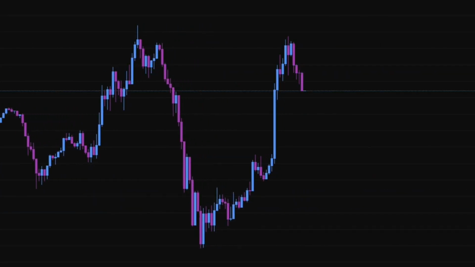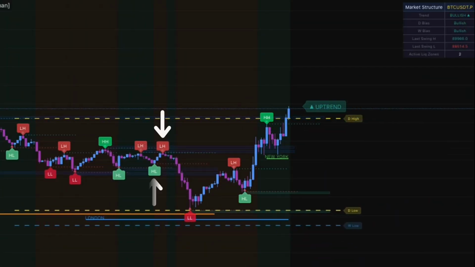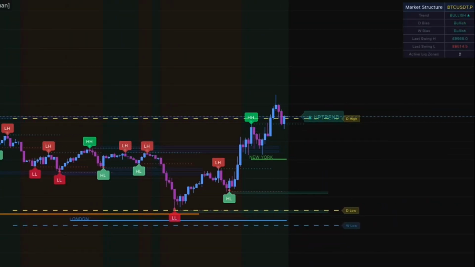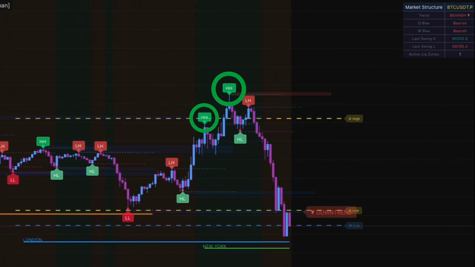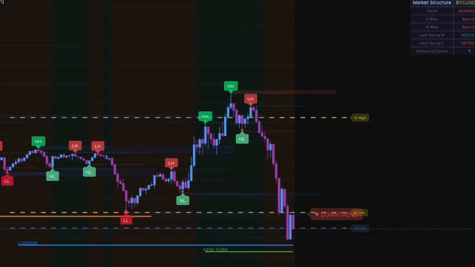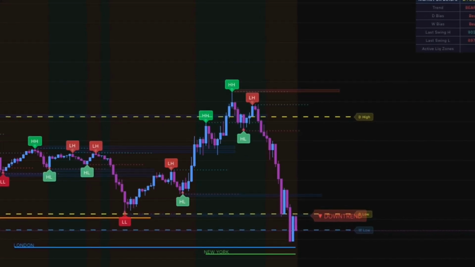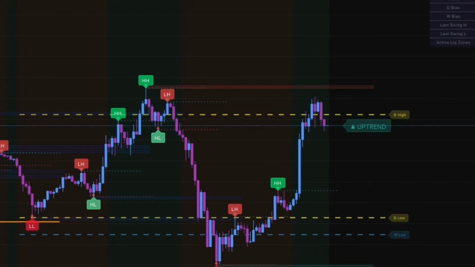Institutions don't move price randomly. This indicator makes that behavior visible by showing you swing highs and lows, areas of buy-side and sell-side liquidity, and how price reacts around those levels. Above swing highs, you have buy-side liquidity, and below swing lows, you have sell-side liquidity. These are the areas where retail stops usually sit, and price is constantly drawn toward them. Most reversals don't happen out of nowhere. They start after liquidity is taken.